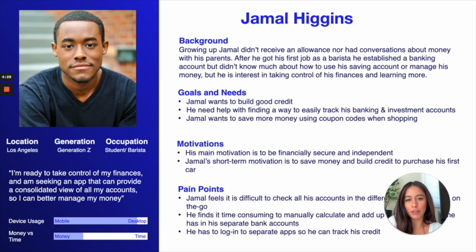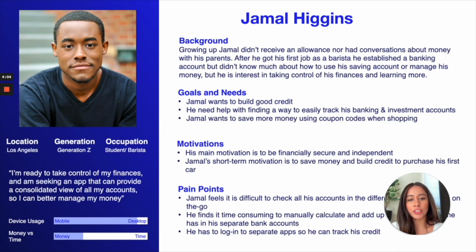So a little bit about Jamal is that growing up, he didn't receive an allowance nor had conversations about money with his parents. After he got his first job as a barista, he established a banking account but didn't know much about how to use his saving account or manage his money. But he is interested in taking control of his finances and learning more.